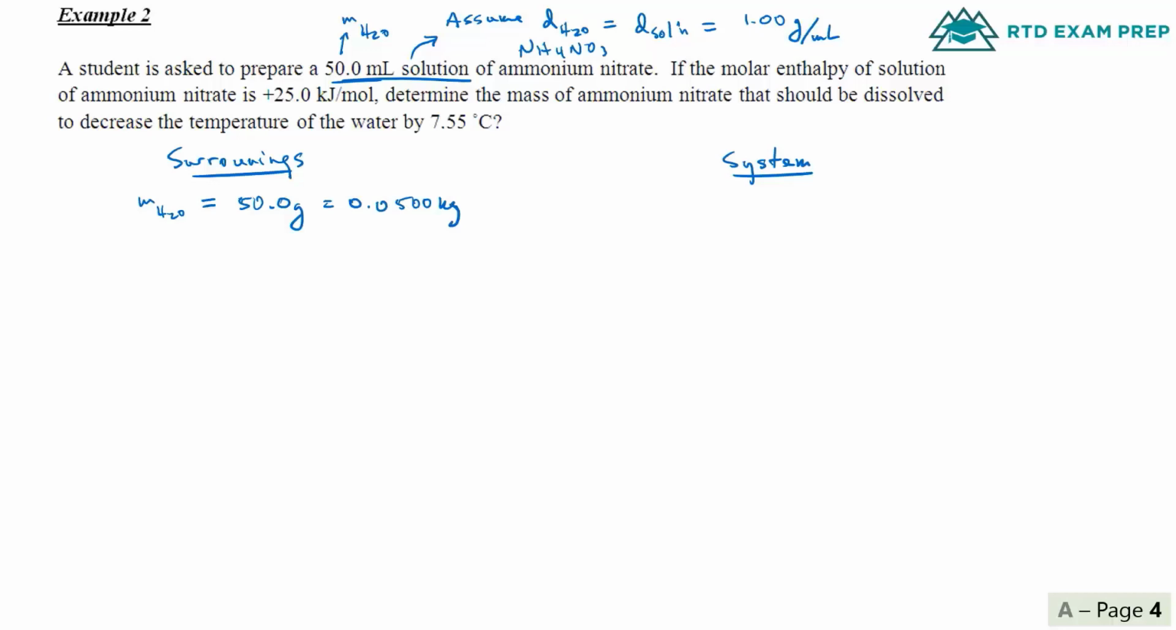Now, the molar enthalpy of solution of ammonium nitrate being positive 25.0 kilojoules per mole is something that goes under the system heading. This is a molar enthalpy of solution. We're talking about the ammonium nitrate. This is the stuff that's dissolving. This is what goes in the system. And this here is the molar enthalpy: positive 25.0 kilojoules per mole.